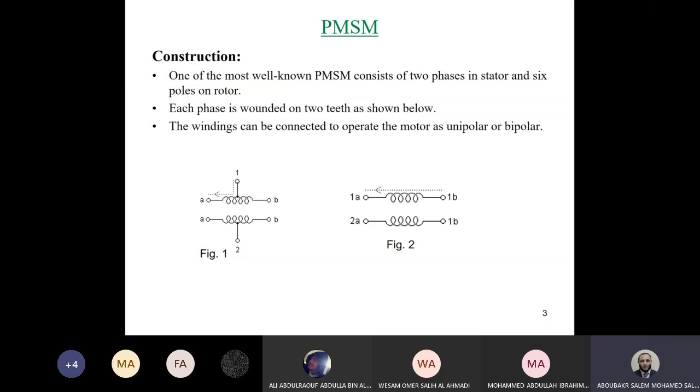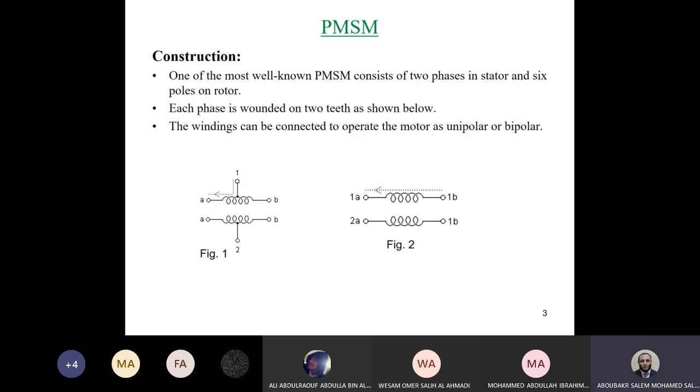Right. What are the different configurations? One of the most well-known permanent magnet stepper motors consists of 2 phases in the stator and 6 poles on the rotor. So the stator is expected to be wound by 2 coils. Each coil will be wound on 2 opposite poles or 2 opposite teeth, and by the end we are going to connect this coil in 2 different ways.